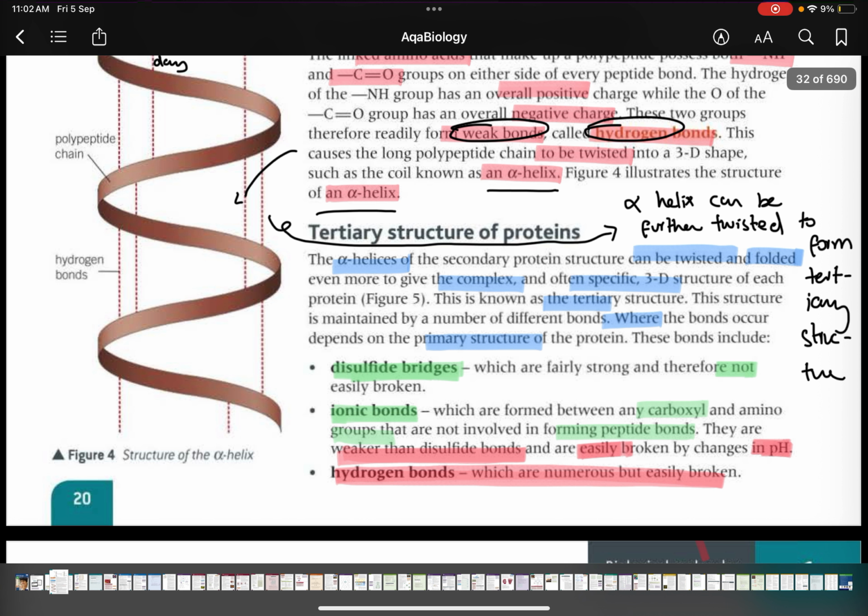Ionic bonds, which are formed between any carboxyl and amino groups not involved in forming peptide bonds. They are weaker than disulfide bonds and easily broken by changes in pH, which is why pH is so important in terms of essentially maintaining all of life, really. And then hydrogen bonds, which are many in number but very easily broken.